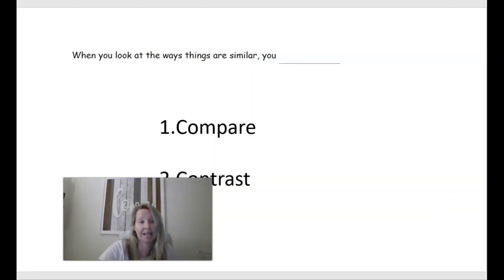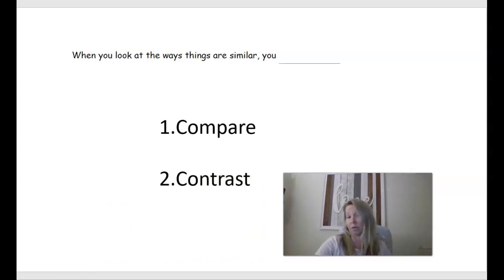All right, let's take a look right here. This next one says, when you look at the way things are similar, you compare or contrast. Which one would be the correct answer? When we're looking at how something is similar, we're going to compare it.